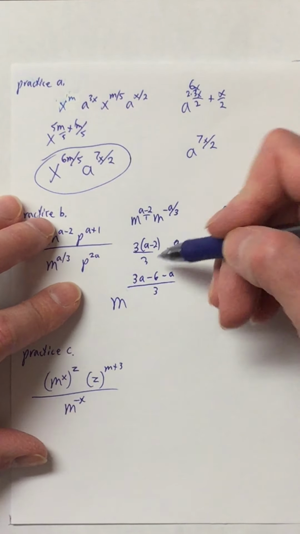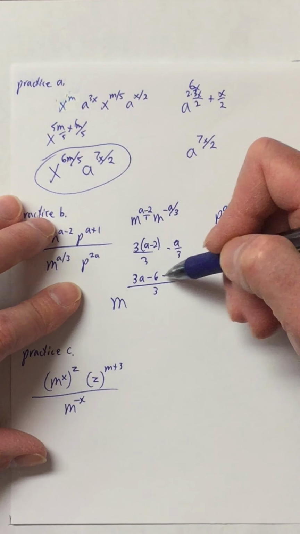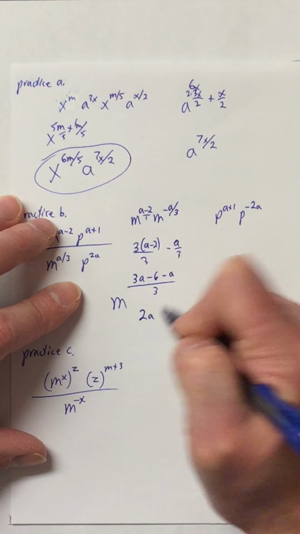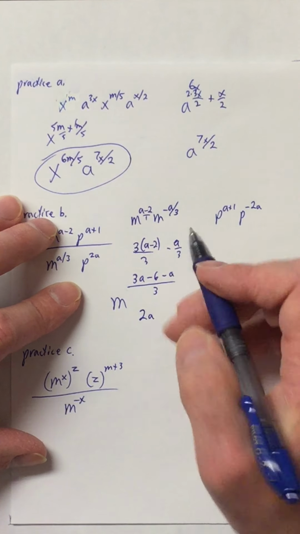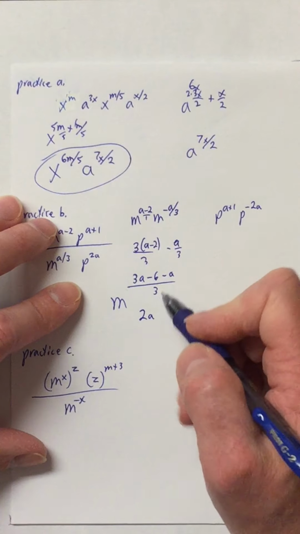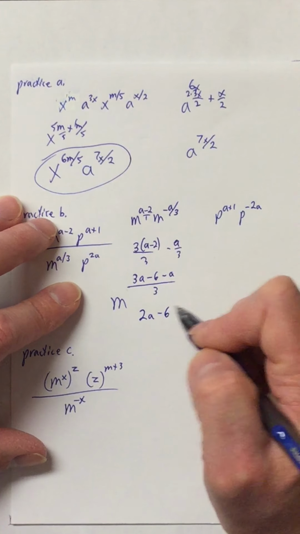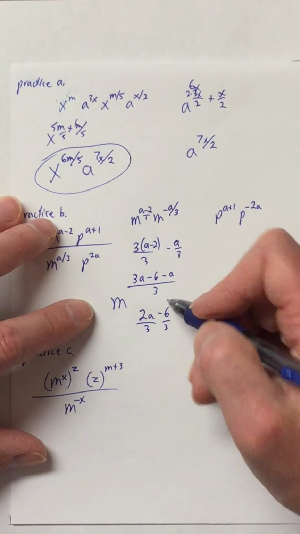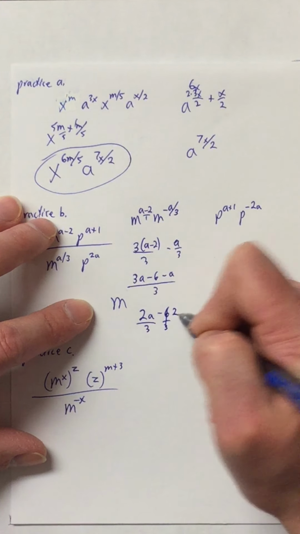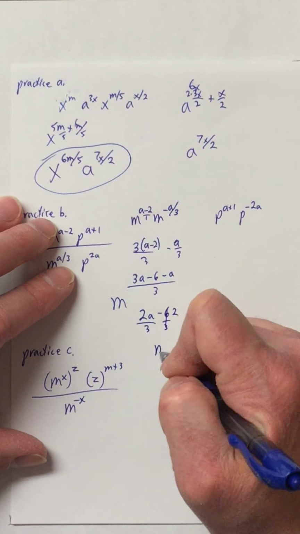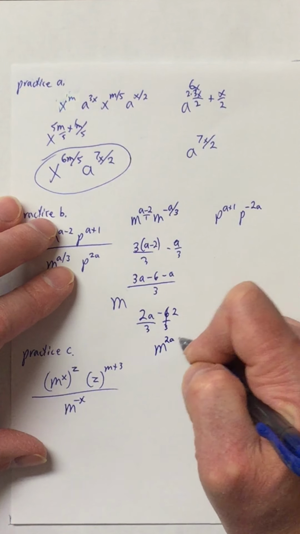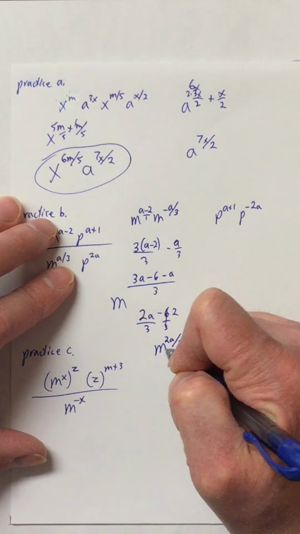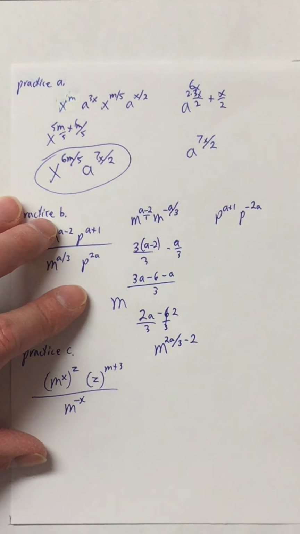Is there anything I can combine? Yes, I've got the 3a minus a, and so when I do that, I get 2a minus 6. But if you were to separate these out like this, then this last term here actually reduces to 2, and so they write their answer as m to the 2a over denominator 3 minus 2. That's how they get that notation.